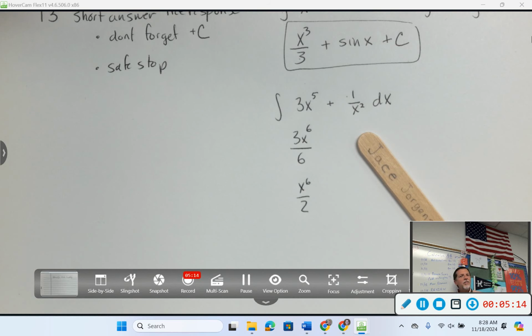Jace, how about the antiderivative of 1 over x squared? Negative 1 over x. Very nice. Anybody need to see where that came from? Because that was a few steps that Jace did in his head there.